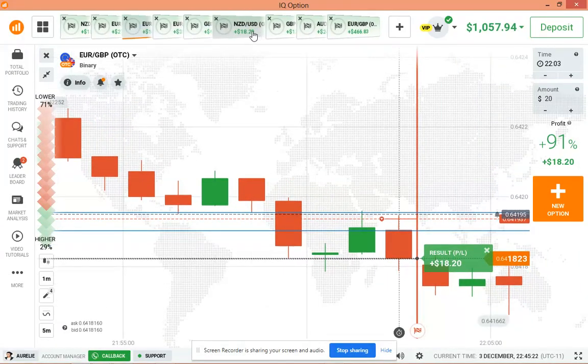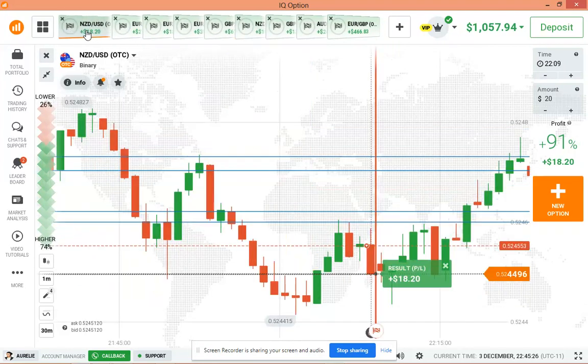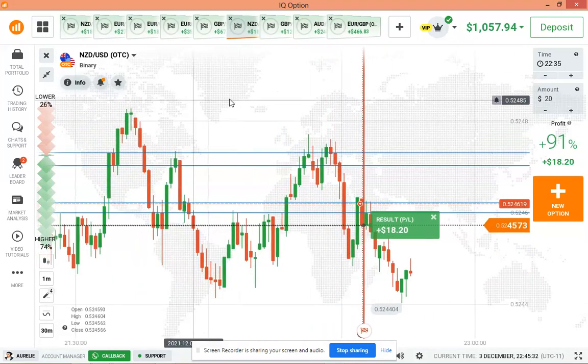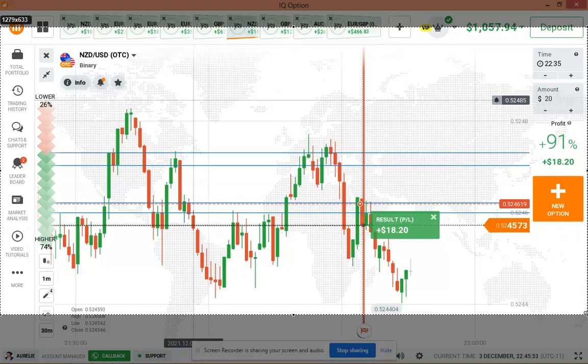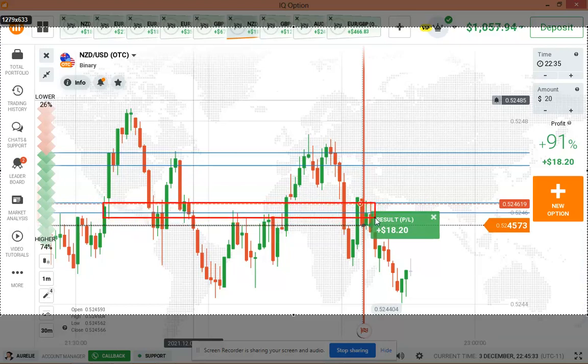So I think this is the last trade. I also drew a zone here. So many reversals are around this zone. If you observe very well, you will see that these two lines I've drawn are a perfect zone where the market should reverse.